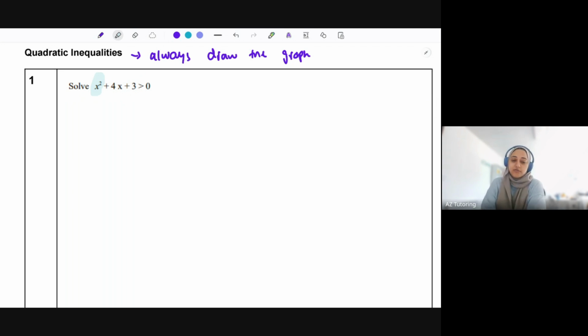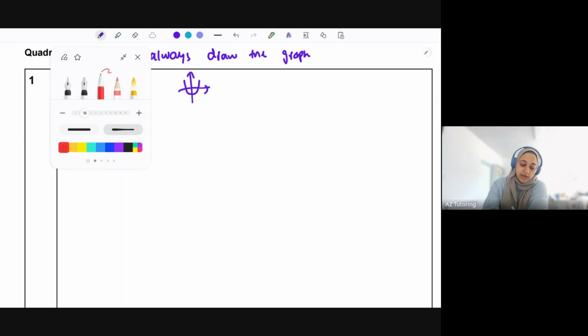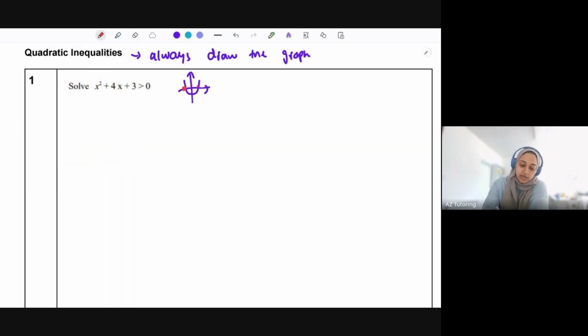So it'll be U-shaped if your x squared coefficient is positive, and it'll be N-shaped if the coefficient of x squared is negative. So keep that in mind. We know this one's going to be a U-shaped graph, so nice and simple. And we need to know, where does this U-shaped graph cross the x-axis? So where does it cross here and here?